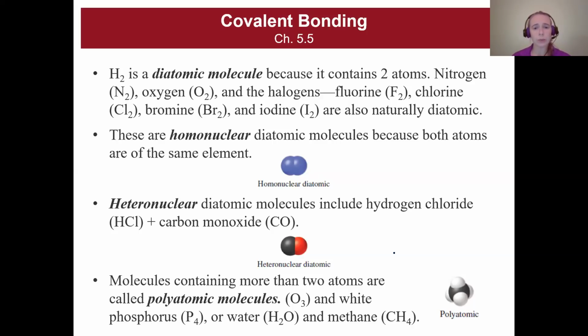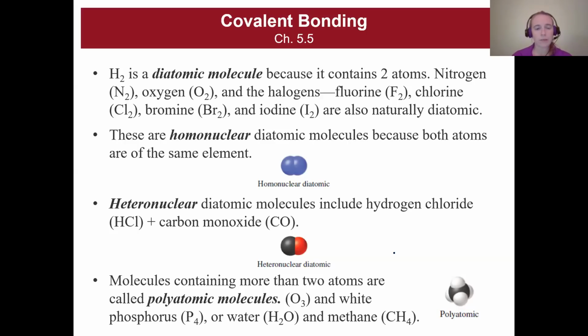And then molecules which have more than two atoms are called polyatomic molecules. O3, which is ozone, and white phosphorus are elemental versions of polyatomic molecules. So O3 is an element. Ozone, you find that it's just oxygen atoms bound together, three of them. White phosphorus is also considered an element, and it is 4 phosphorus atoms put together to form a polyatomic molecule.